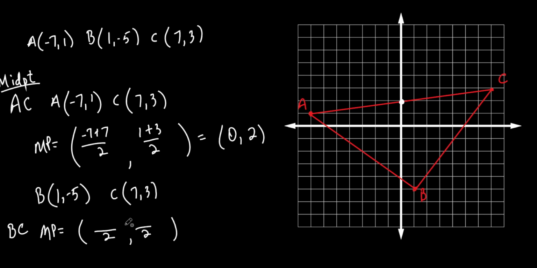Let's find the midpoint of BC. So again, add the x's, that's 1 plus 7. Add the y's, that's -5 plus 3. 1 plus 7 is 8, over 2 is 4. And then -5 plus 3 is -2. What's -2 divided by 2? Nope, it's -1. -2 over 2 is -1. So this is the midpoint of BC. So let's find it. 4, negative 1. 1, 2, 3, 4, negative 1. Boom, right there. That looks good, doesn't it?